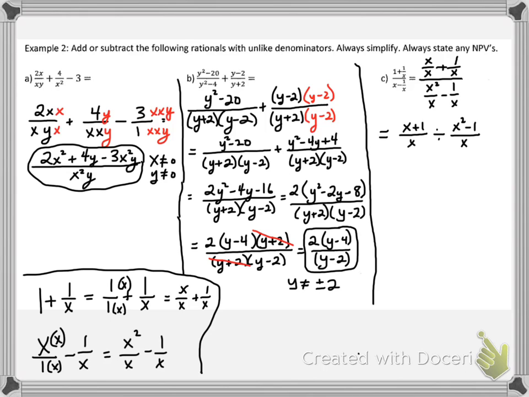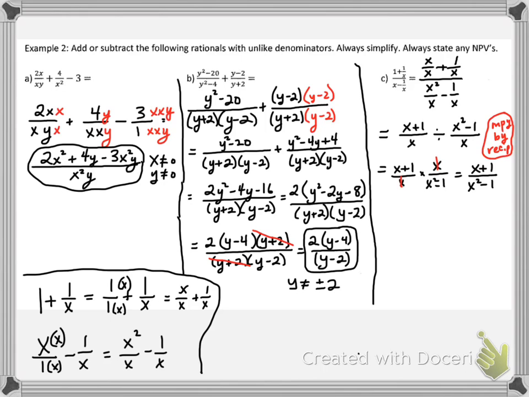So back over on the right side, x plus 1 over x divided by x squared minus 1 over x means I'm going to multiply by the reciprocal, and that means I'm going to get x plus 1 over x times x over x squared minus 1. The x's can cancel, and I'll end up with x plus 1 over x squared minus 1.